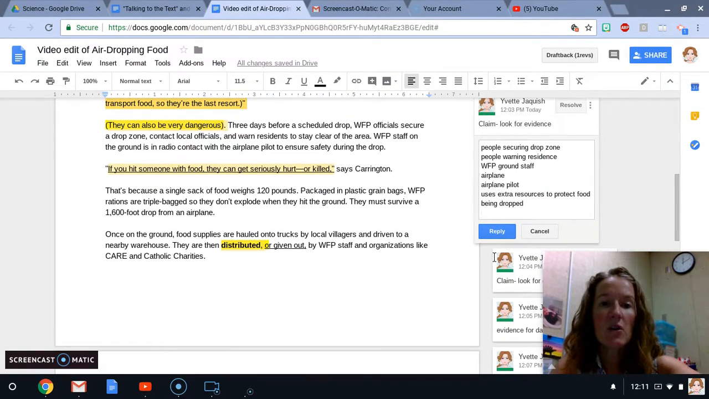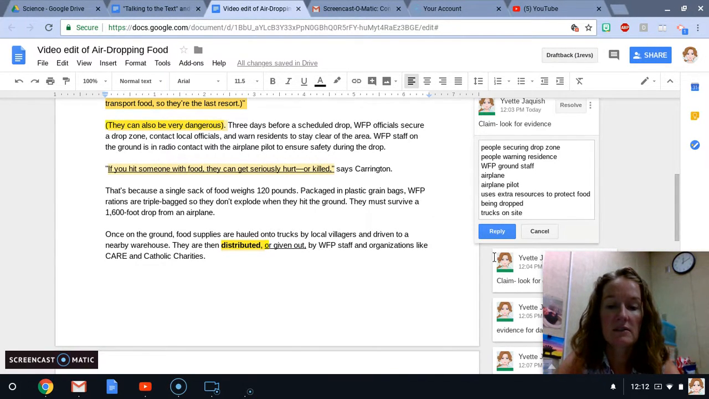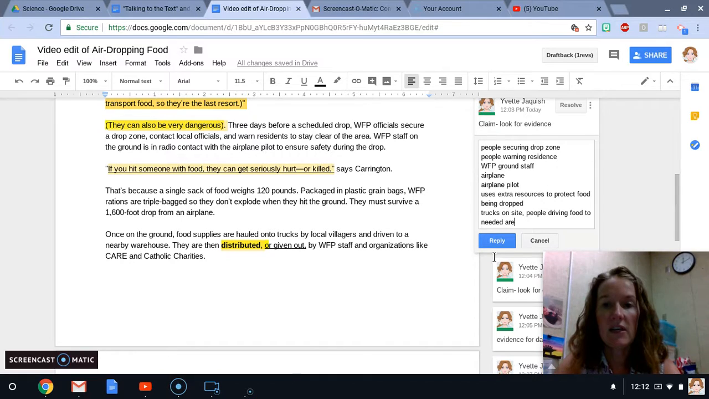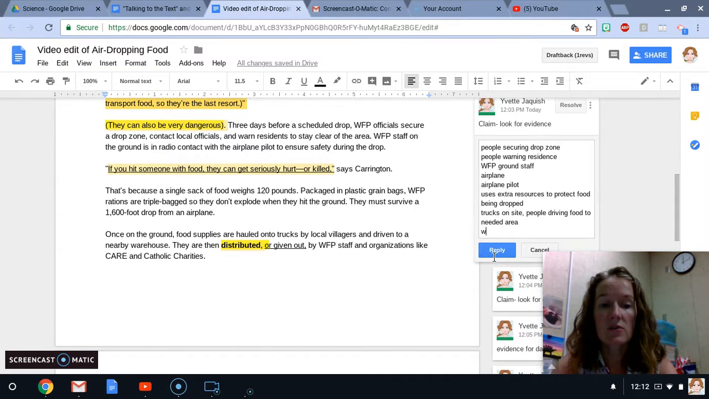Once on the ground, food supplies are hauled onto trucks by local villagers. So now I've got trucks on site and people driving food to needed area. That's another expense, right? To a nearby warehouse. I have warehouse, storage, and distribution. Okay. All of that is an added expense.